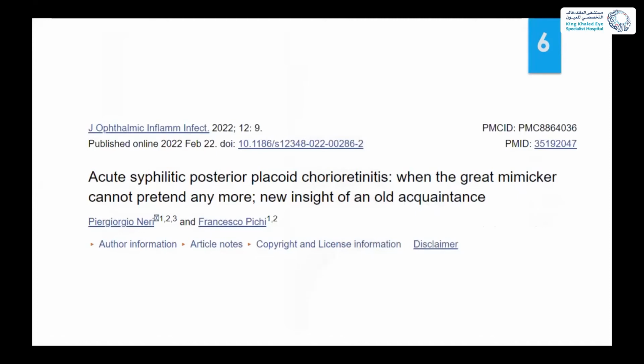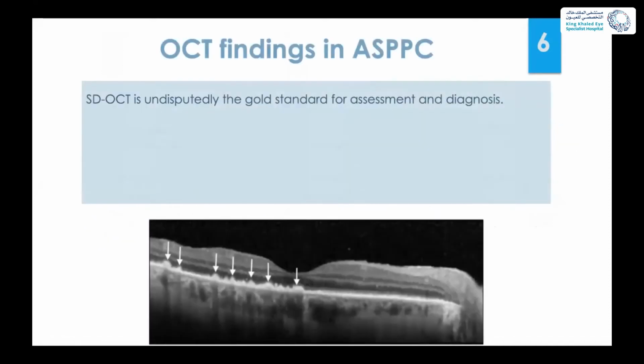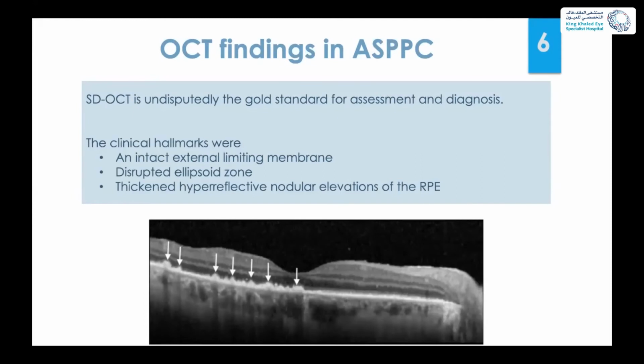And this is a very nice article that puts new insight on this disease. They conclude that spectral domain OCT is the gold standard for assessment and diagnosis of patients with acute syphilitic posterior placoid chorioretinitis. The clinical hallmarks were intact external limiting membrane, disrupted ellipsoid zone, and thicker hyperreflective nodular elevation over the RPE. So OCT and fundus autofluorescence can diagnose patients with syphilis in such cases if the patient presents in the acute or subacute stage.